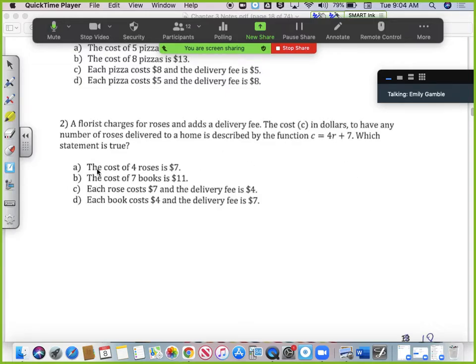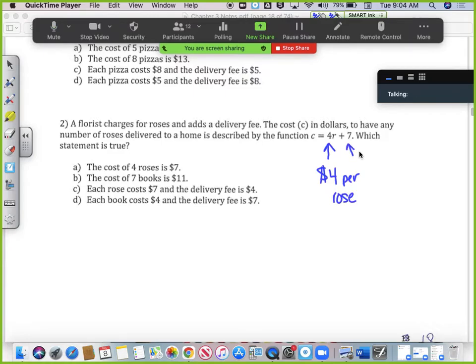I can see that a lot of these are very similar in the answers too, so I'm just going to look at this here. How much does it cost per rose? $4. So I know it's $4 per rose because 4 is being multiplied by R. And then what's this 7?